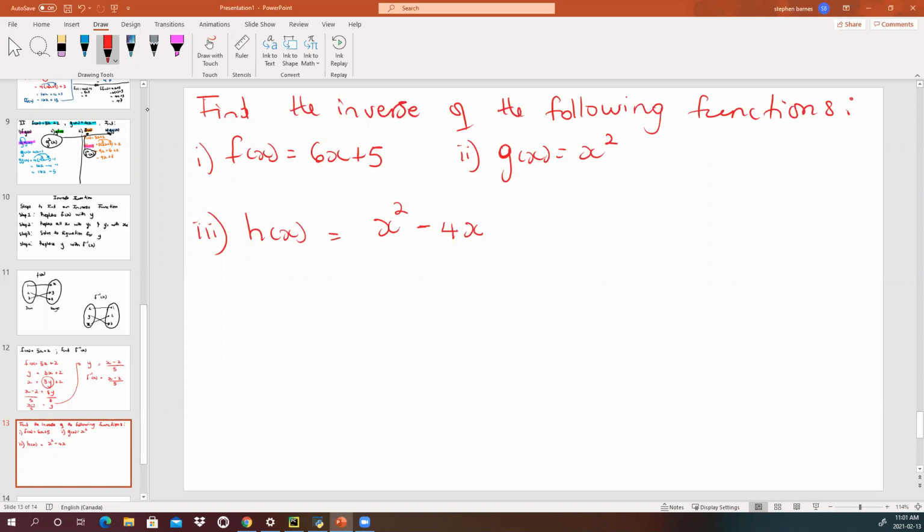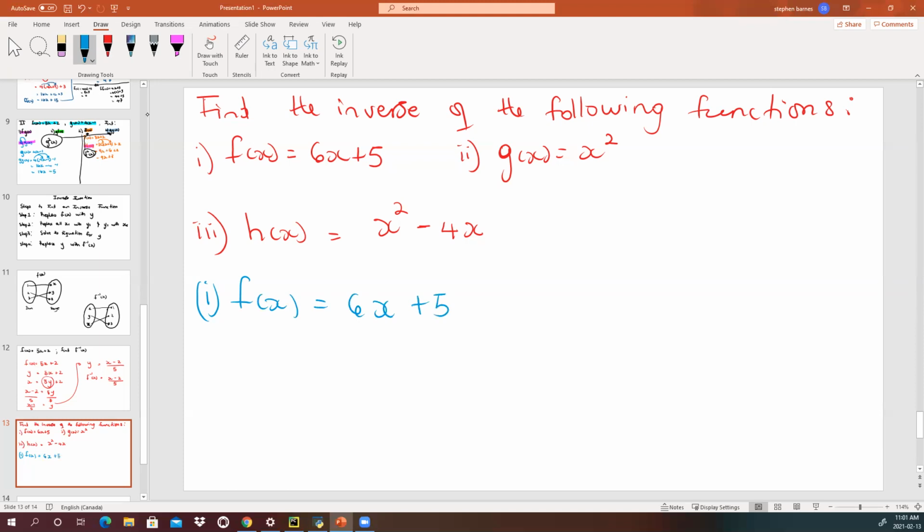Let's find the inverse function. Again, finding the inverse function is really as simple as following the steps outlined. So we're going to do it for question I, the first one. We're finding the inverse for these functions. This one is f of x equals 6x plus 5.